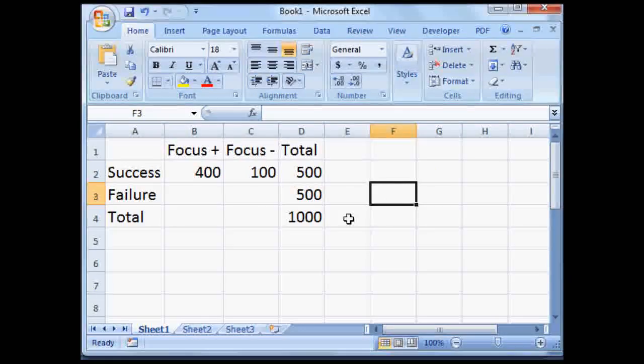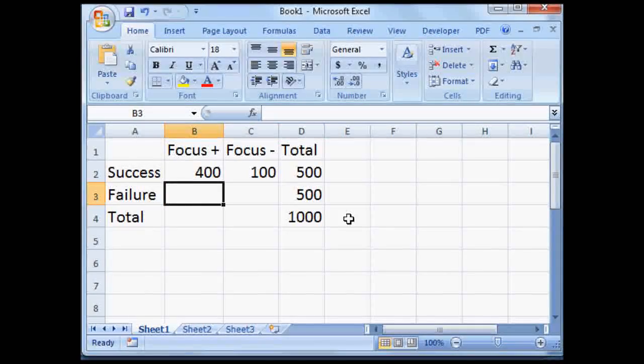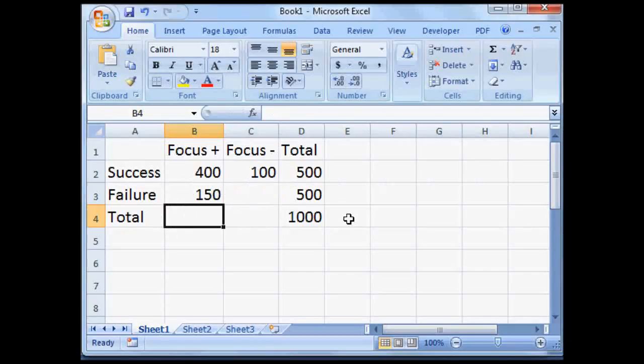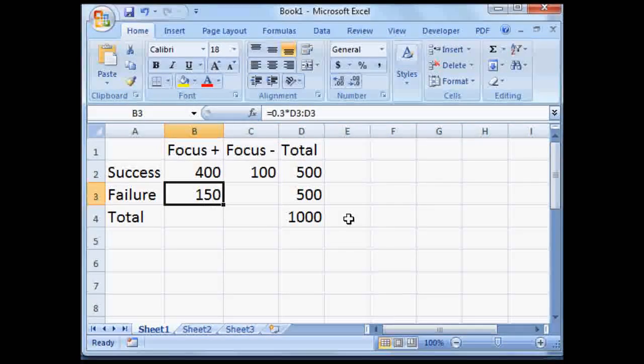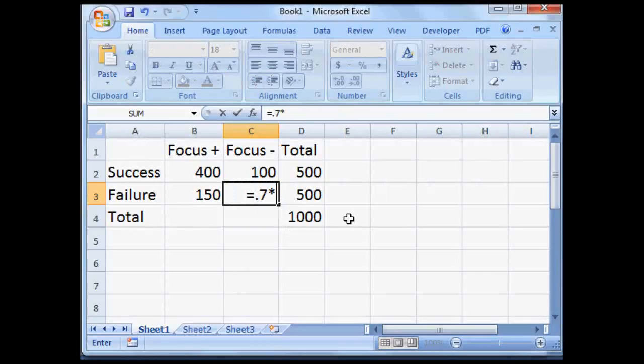Okay, we're just building our contingency table here. Now, I've got 500 failures. How many of those came back as successes? Well, the given information said 30%. So I'm going to take 30% times that. So we have 150 of those 500 came back as that. Well, of the 500 failures, the focus group liked 150 of them. Naturally, that means 350 here, right? Or 0.7 times this.